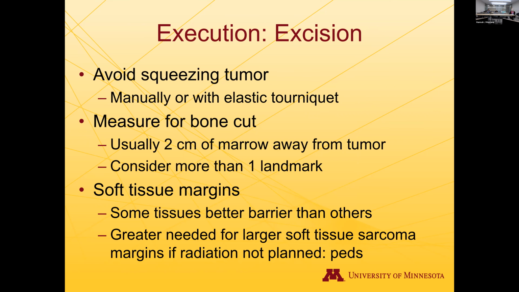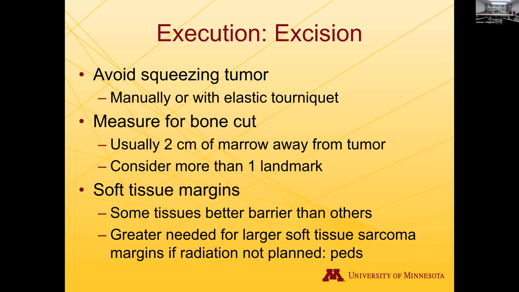All right, so the actual act of taking these out, well, soft tissue sarcomas especially, we don't want to squeeze the tumor, so we don't use these elastic exsanguinating wraps. I'm worried about that. When we measure for our bone cuts, we get out rulers. I talked about a 2 centimeter margin. We're going to look at different bony landmarks to judge that, correlating what we see in the operating room with the pre-operative scans.